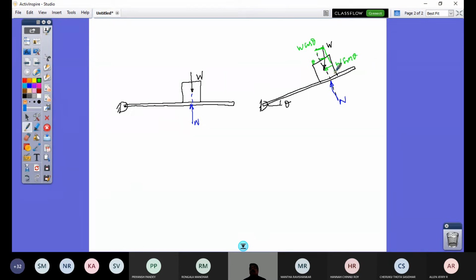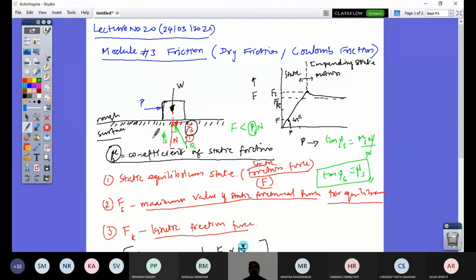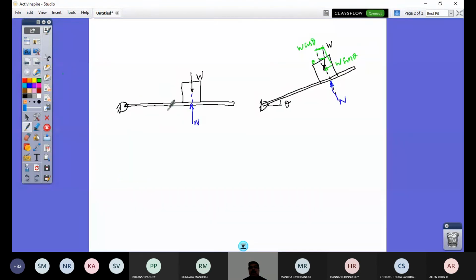Now W sin theta is like the force P in the previous experimental trial. You looked at it here, right? P, that's pushing this block. So what's happening here? When the platform is horizontal, it is perfectly sitting. I don't apply any external force. It is in static equilibrium.